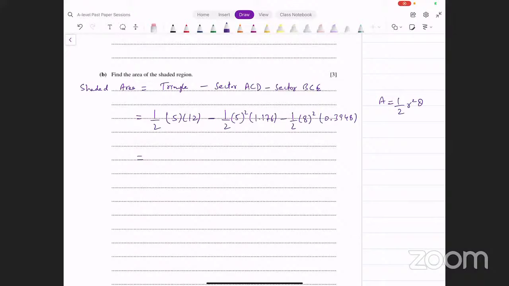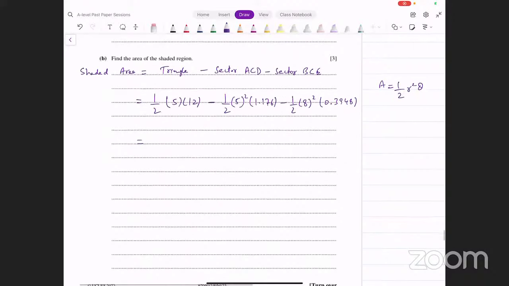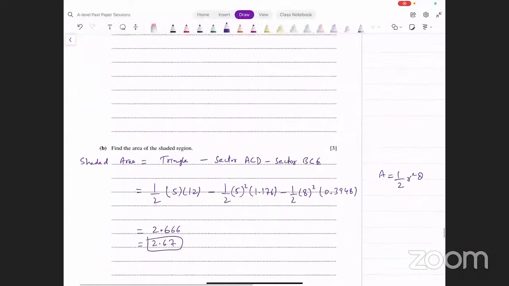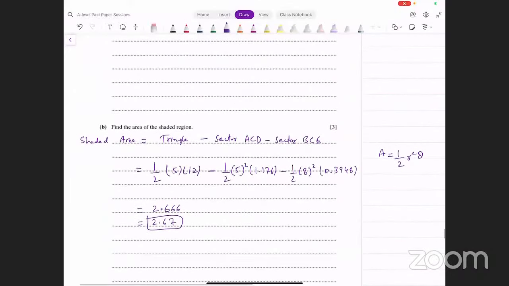6 into 5 minus 25 divided by 2 into 1.176 minus 32 into 0.3948. And that's giving me 2.666. If you want to round it off, it's going to be 2.67. That's the area of the shaded region. Yeah, okay, that's the second part. It was a very easy question. Okay, then we have to move on to the next one. Let me just answer that.